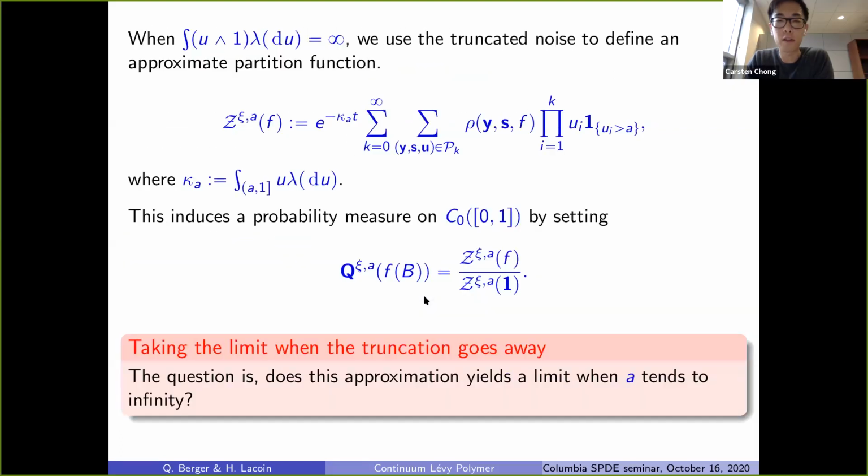Hubert: So, you mean probably A to 0, right? Not to infinity. Yes, I mean A to 0. Yeah, thank you.